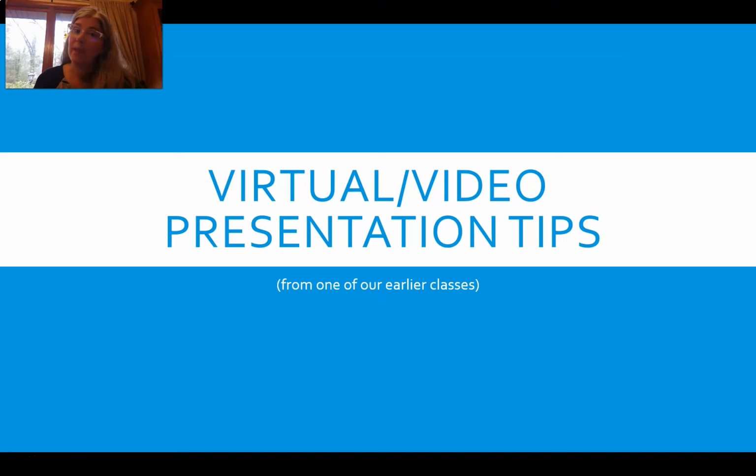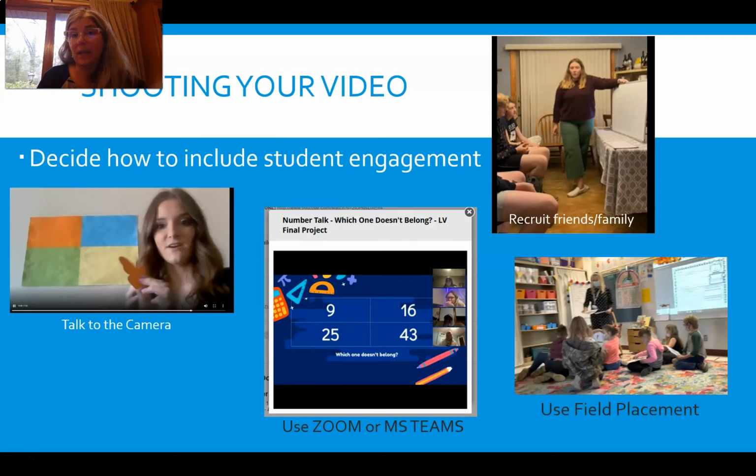Now, some of this may have been covered in an earlier class, but it can't hurt to review things more than once just to get you ready to make your video. First of all, when shooting your video, don't forget that you need to think about how to include an audience, whether it is a real audience or not. You can talk directly to the camera. You could use something like Zoom to where you can have people attending virtually. You could have people in the room with you, family or friends, or be at your field placement.